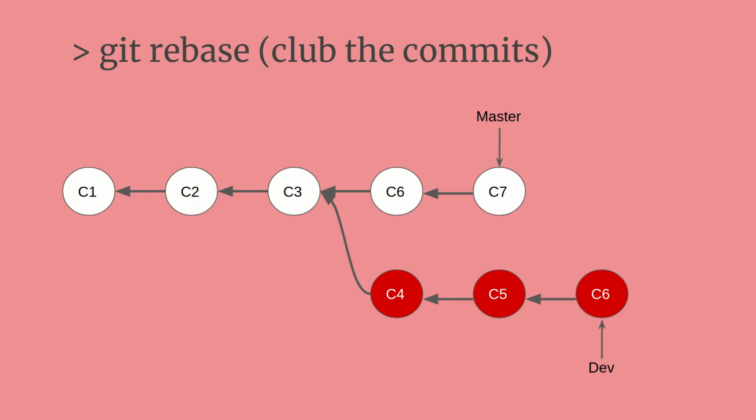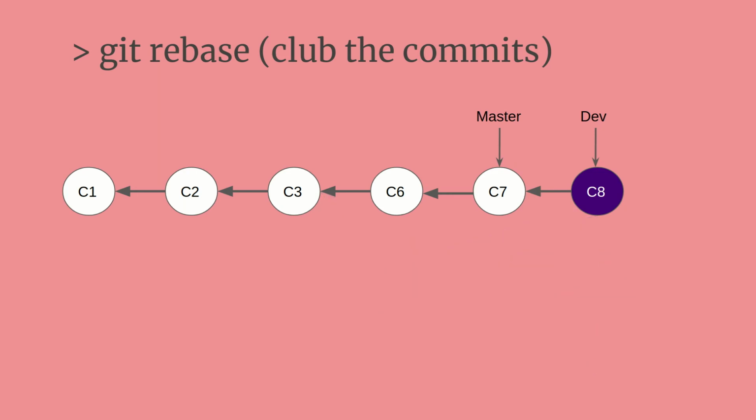So for that, we will use Git rebase in an interactive way, which will allow us to squash or fix up or so many other options. And interactive means it will create a single commit message, which is basically a club of these C4, C5, C6, and that's how the history will look like. As you can see in the rebase, the history is linear, but now instead of adding multiple commits, we just clubbed all those commits in the dev branch to the single commit, that is C8.